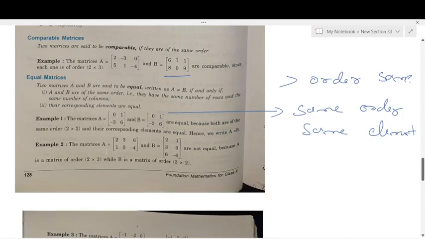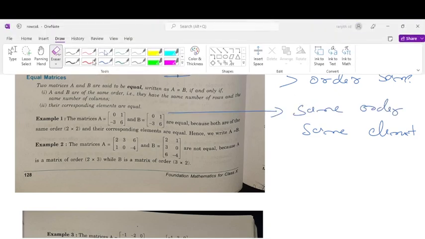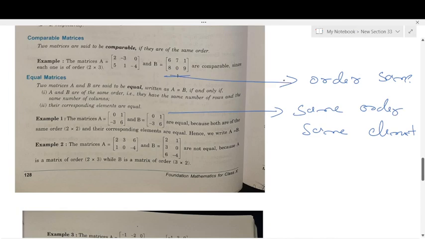Next, comparable matrix. For comparable matrix, we are not going to compare the same number, students. The meaning of comparable matrix is same order. The order should be same, but the elements can be different. If they have same order, that is known as comparable matrix.